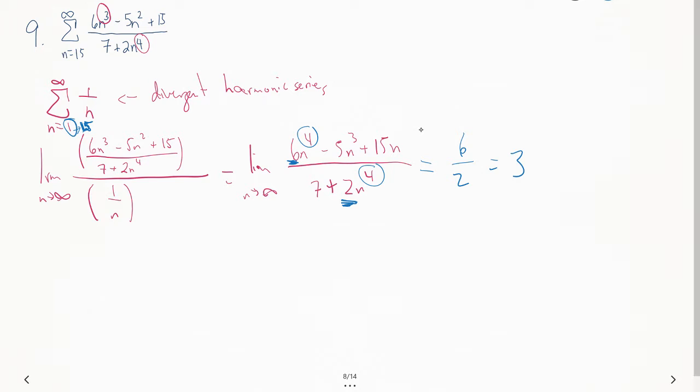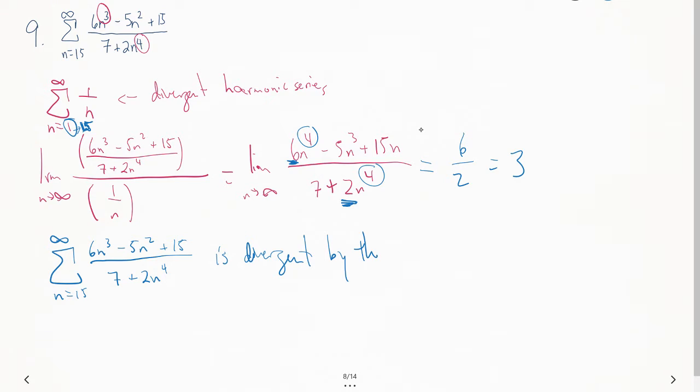So in terms of what happens now, we have this equal to 3, so that means it must match whatever the series we compared it with. So that means that the summation n equals 15 to infinity of (6n cubed minus 5n squared plus 15) over (7 plus 2n to the 4th) is divergent by the limit comparison test.